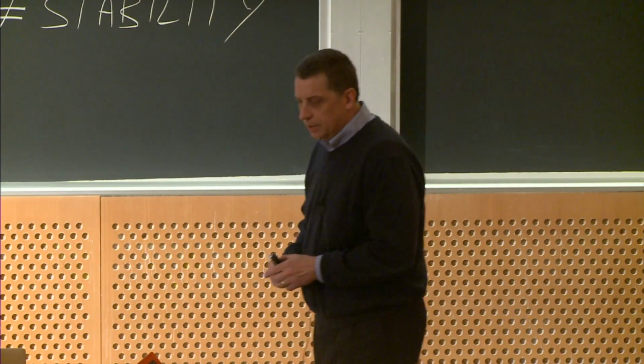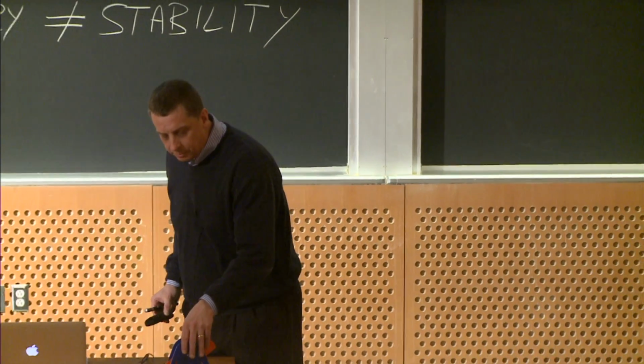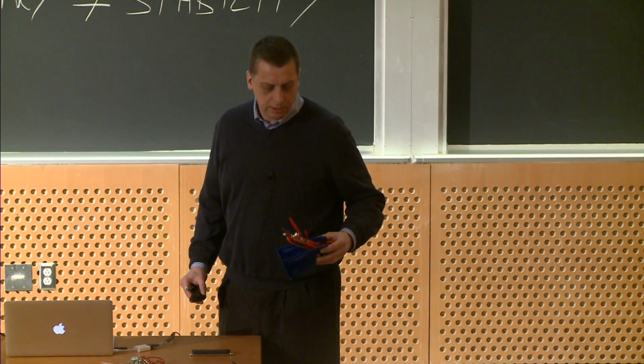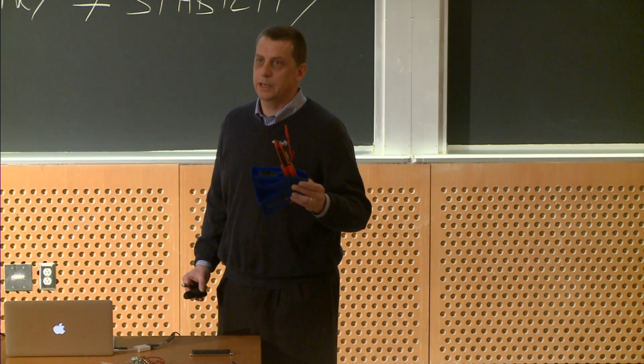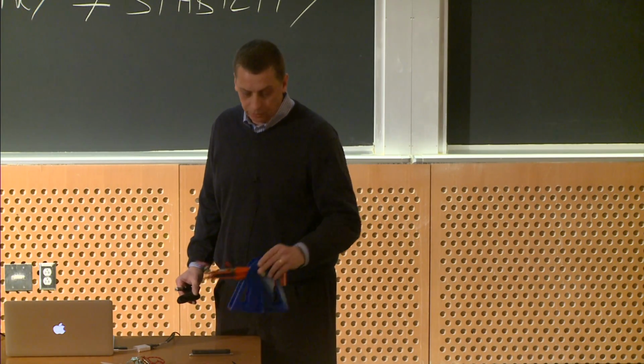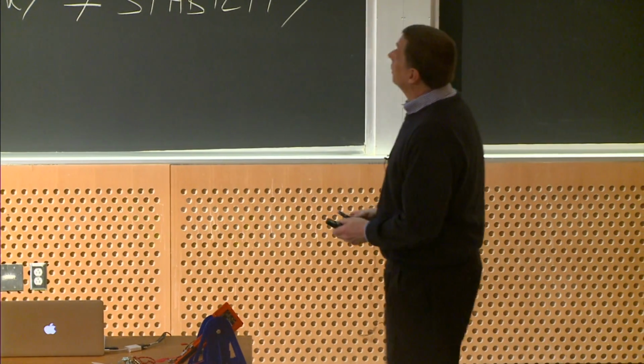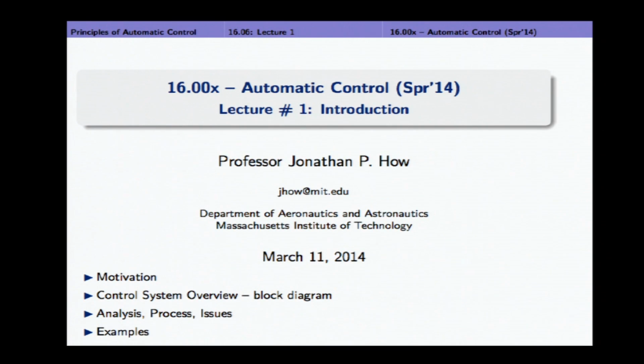these. So this is actually a prototype of an experiment we're building for 1606. The hope, if we get it done correctly, is that every one of you in that class would have one of these and you'd be doing control experiments on it as the semester goes on. So let's talk a little bit about what's involved. So this is automatic control, a little bit of motivation, control system overview, and block diagrams.